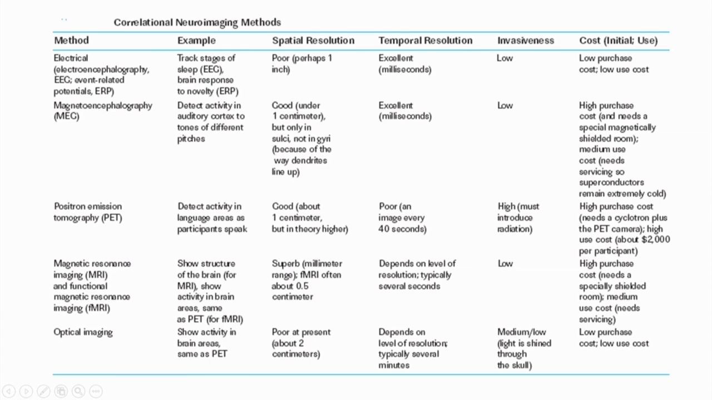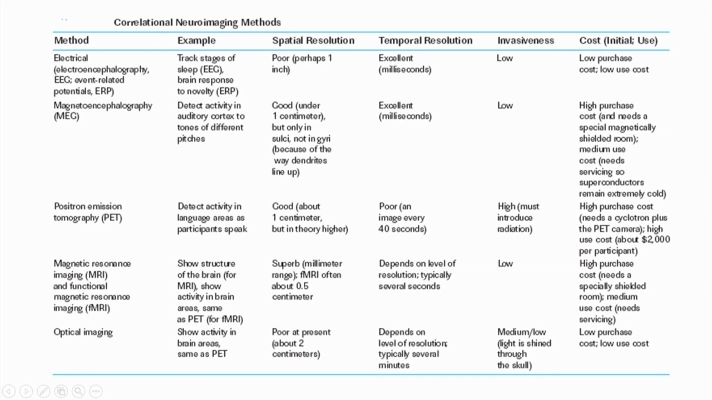Now, the component P300 is generally associated with novelty. So, when the brain, the mind, looks at something which is novel, which is new, it generates the P300 activity. And so, this can be recorded.